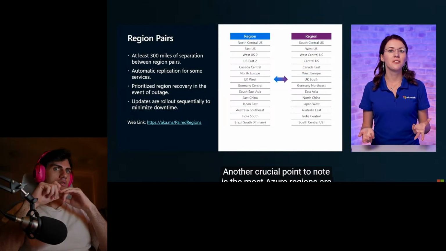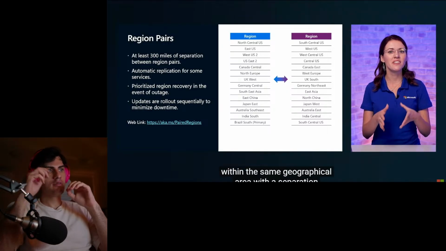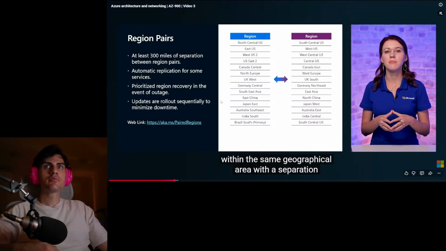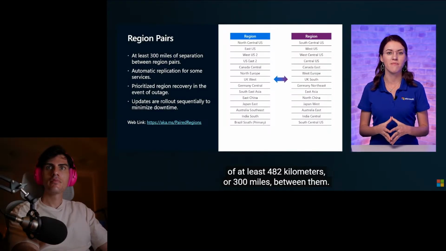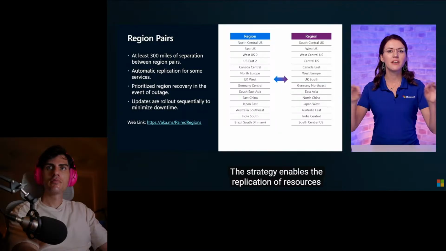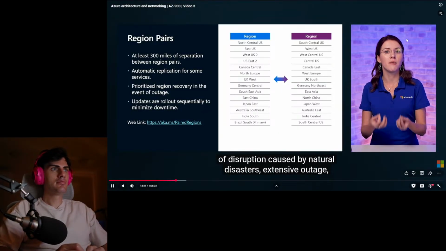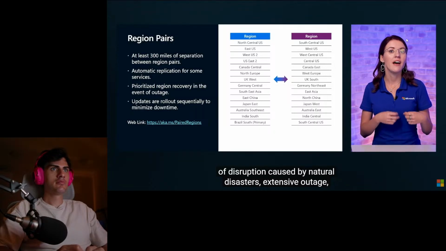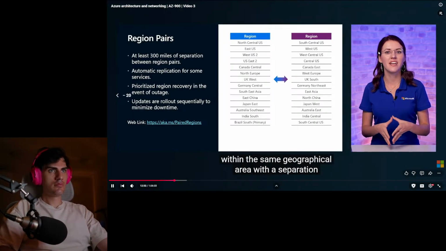Another crucial point to note is that most Azure regions are paired with another region within the same geographical area, with a separation of at least 482 kilometers or 300 miles between them. This strategy enables the replication of resources across geographical zones, minimizing the risk of disruption caused by natural disasters, extensive outage, power failures within the same geographical area.